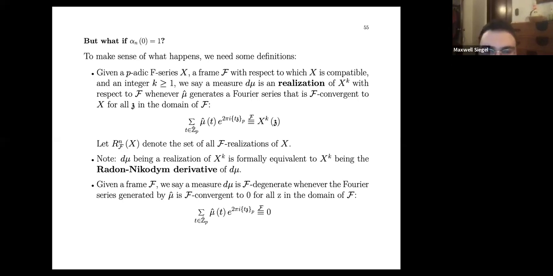First, given a p-adic F series X, a frame F with respect to which X is compatible, and an integer K greater than or equal to 1, I say that a measure dμ is a realization of X^K with respect to F whenever μ hat generates a Fourier series that is F convergent to X^K for all z in F's domain.